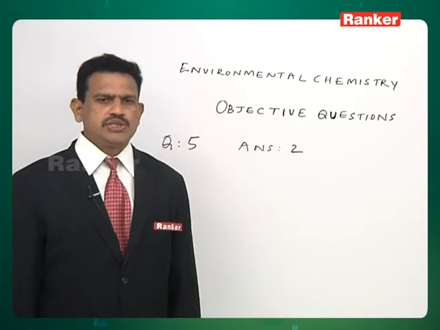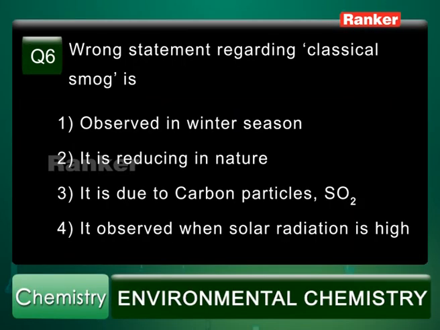Moving to question number 6. A wrong statement regarding the classical smog is, there are two types of smogs, classical and photochemical smog. So, option 1, observed in winter seasons. Option 2, it is reducing in nature. Option 3, it is due to carbon particles and SO2. Option 4, it is observed when solar radiation is high.